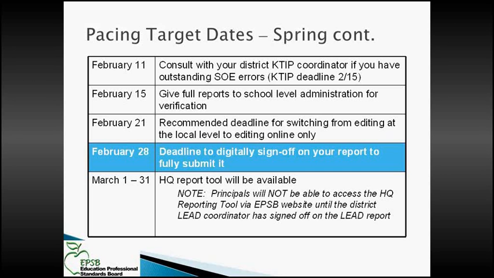We recommend by February 15th that your school level administration have an opportunity to review your full data reports. As a lead-in to highly qualified, you want to make sure that the lead data is accurate so that your HQ report data is accurate. On or around February 21st, we do recommend that you switch from editing at the local level to editing online. And then the deadline is February 28th, with HQ reporting starting on March 1st. If you are late signing off on your lead report, your principals won't be able to start yet on their HQ report. So that's something to be aware of as far as timing goes.